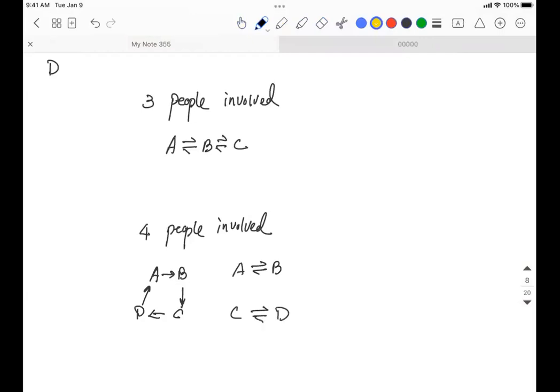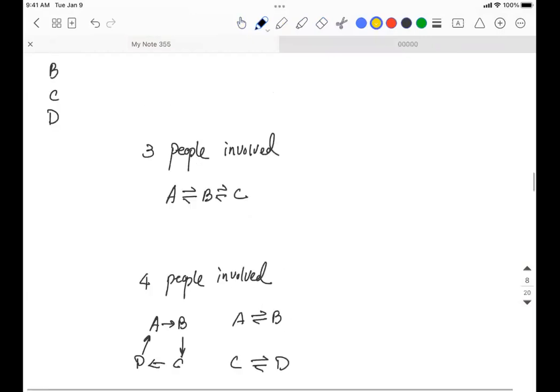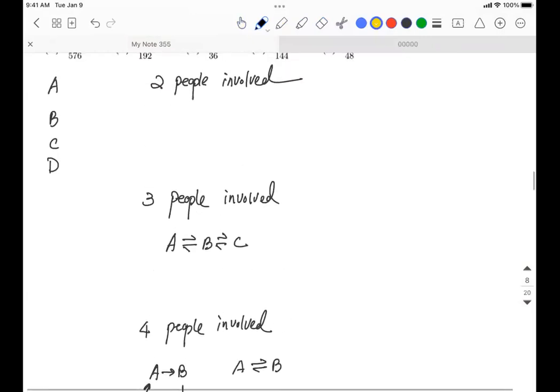Right? Only A, B play together. Only C, D play together. But they don't have this interchange for everything. I think you only have 4 people, and at least 2 people need to get involved, right? 2, 3, 4. You cover all the scenarios. So this is case number 1, case number 2, case number 3. Let's try to calculate the numbers for each case.